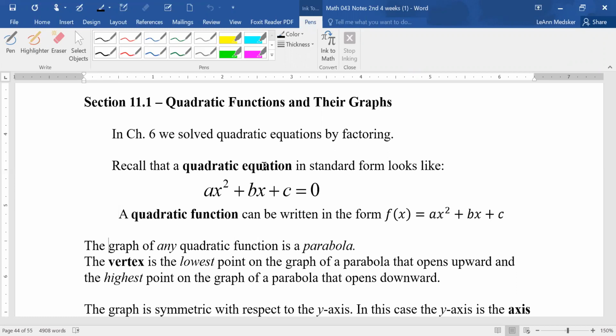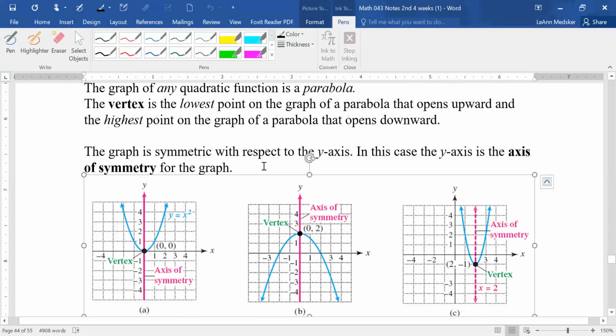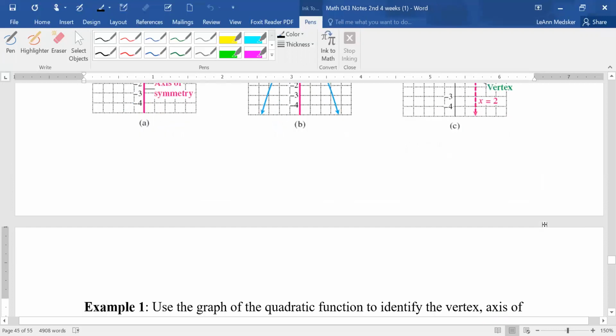The vertex is the lowest point if your parabola is opening up, like an upwards U. If your U is upside down, then the vertex becomes the highest point on the graph because you're opening downward. The graph is symmetric with respect to the y-axis if it has not been shifted at all. If it has been shifted off of the y-axis, in other words, the vertex is no longer on the y-axis, then the axis of symmetry will be a vertical line that cuts your parabola in half. That is something we're going to be asking about in some of our questions, so we'll have to figure out how to find that.